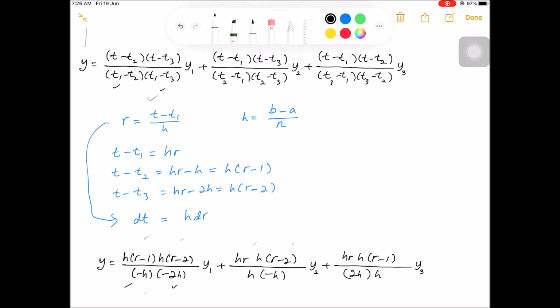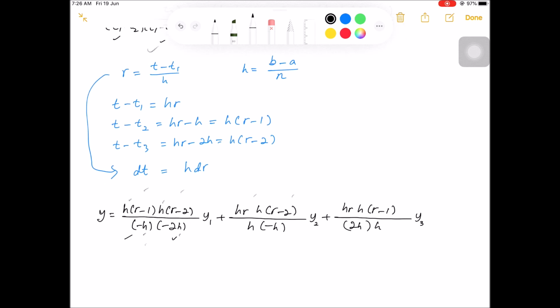And each numerator and denominator consists of h squared term. If you can see here, h times h squared, even at the denominator, so they can be cancelled out from the equations. And finally, the equation becomes this equals to r minus 1 times r minus 2 over 2 times y1 plus minus r times r minus 2 y2 plus r minus 1 over 2 y3.